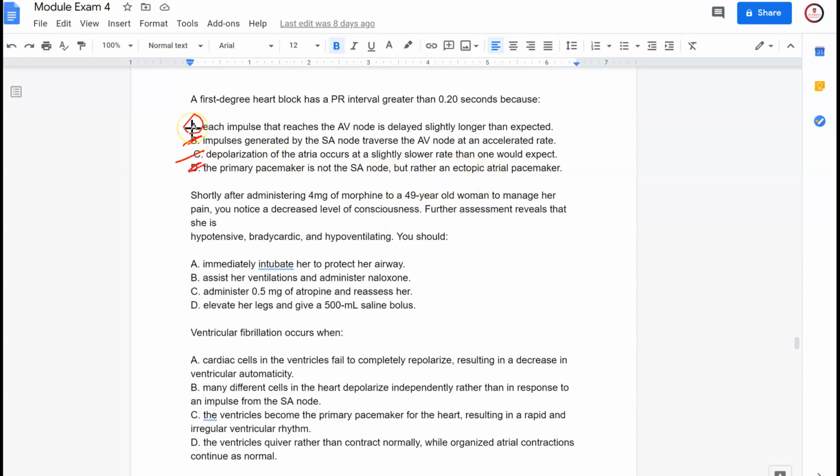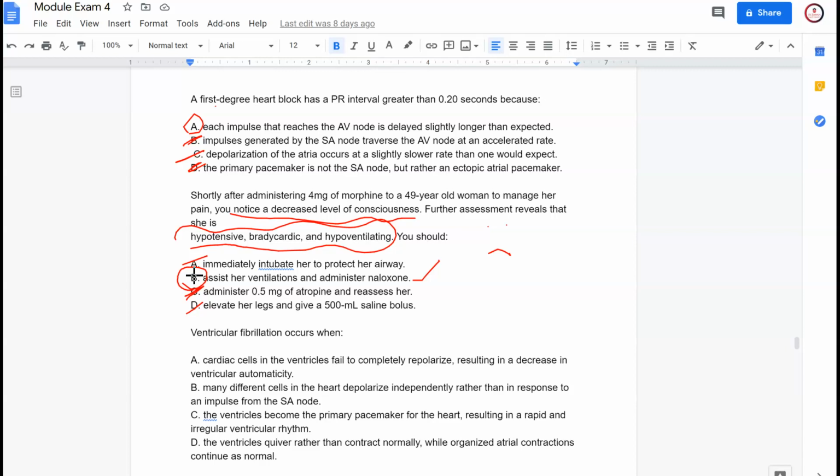Now, shortly after administering 4 milligrams of morphine to a 49-year-old woman to manage her pain, you notice a decreased level of consciousness. She is now hypotensive, bradycardic, and hypoventilating. That's a bad day. What should you do? Immediately intubate her? No. Assist her ventilations and administer naloxone. Sounds like a good plan. Administer 0.5 milligrams of atropine and reassess her. No, it's not going to fix her problem. Elevate her legs and give her 500 milliliters saline. Also not going to fix her problem. It's due to the morphine.